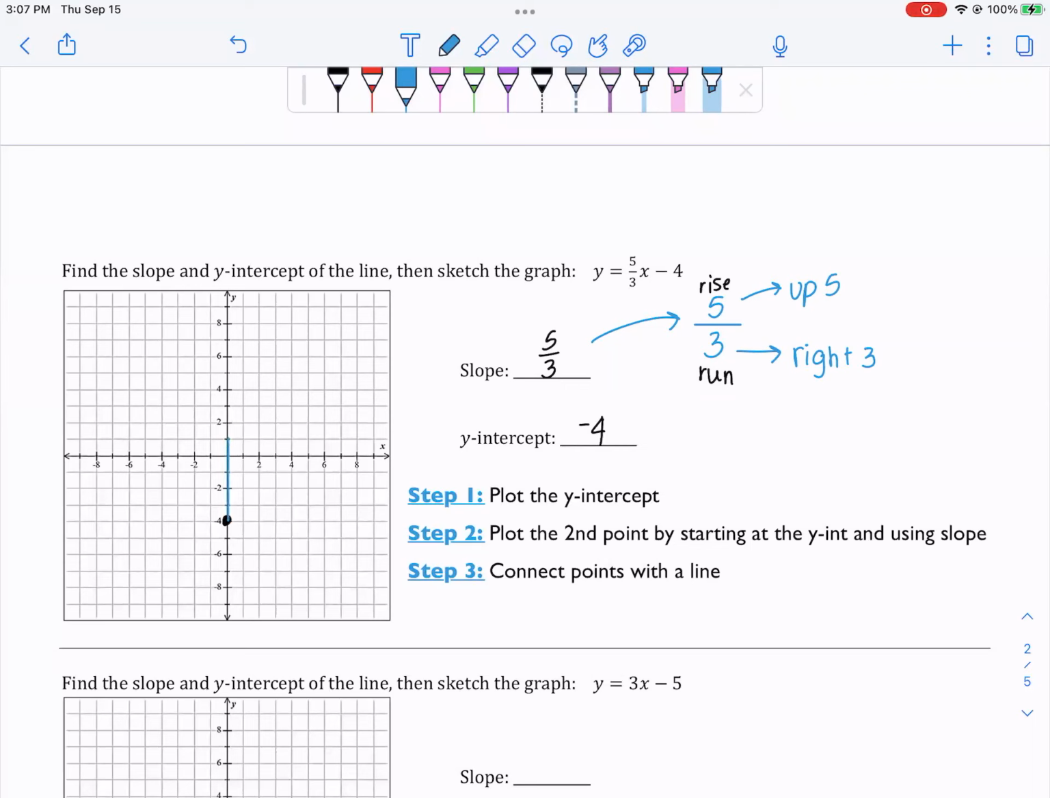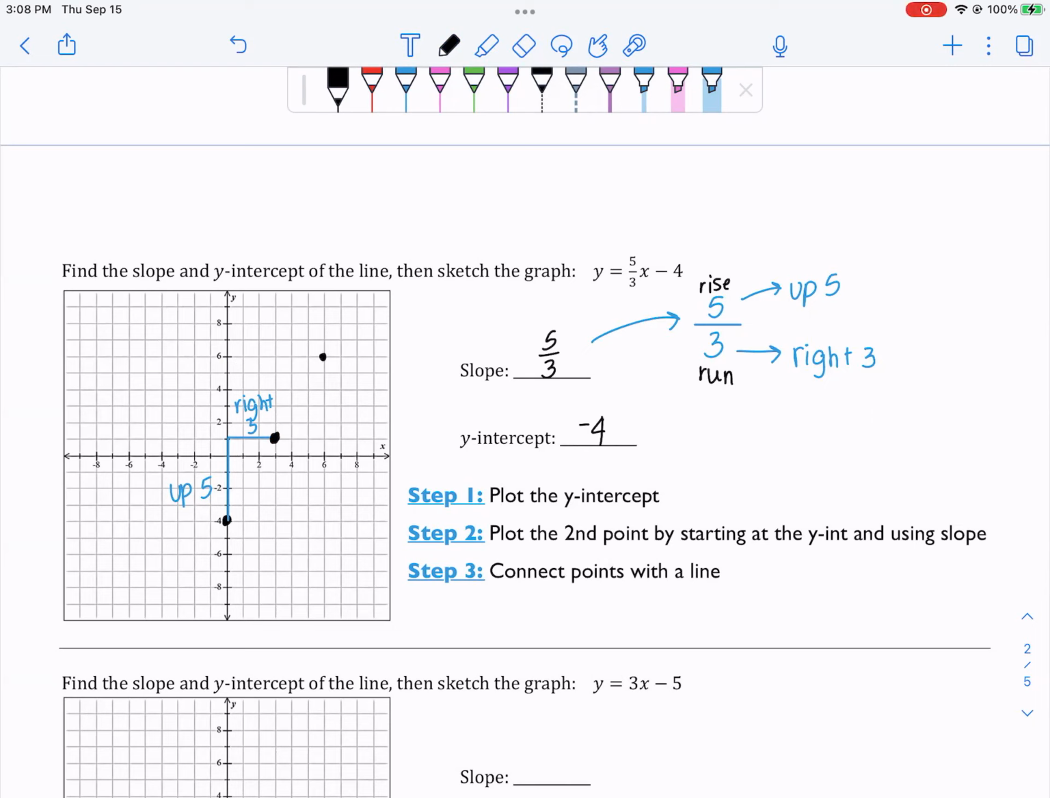Ready? Up 5, that's 5 units up. Up 5, right 3, plot my second point. And I'm done. I just have to connect the dots now. I can continue going up 5, right 3, and plot more points if I'd like. So up 5, right 3, plot another point.